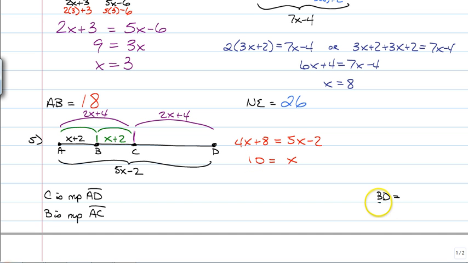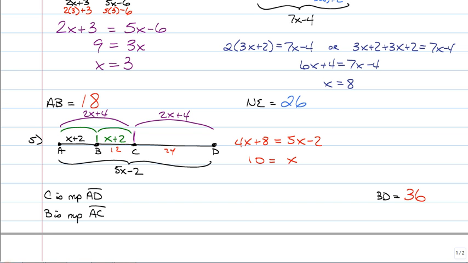So to find BD, we just need to substitute it in. So from B to D, we have 10 plus 2 is 12, and 20 plus 4 is 24. So the distance from B to D is 36 units. So that's a double midpoint problem.